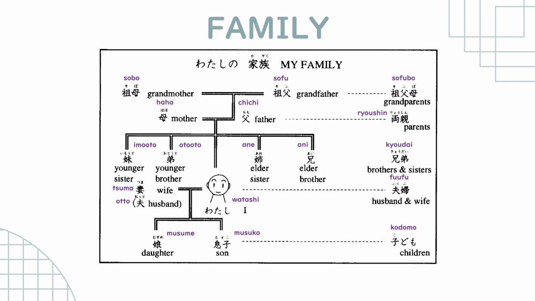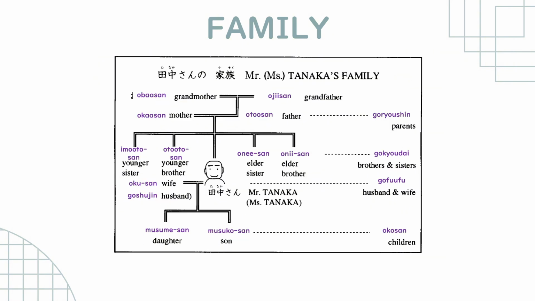Alright, next we have other people's family. So we have here as an example, Tanaka-san no kazoku. Mr. or Miss Tanaka's family. We have here Oba-san, Oji-san. Okay, Oba-san for grandmother, Oji-san for grandfather, Oka-san for mother, Oto-san for father.